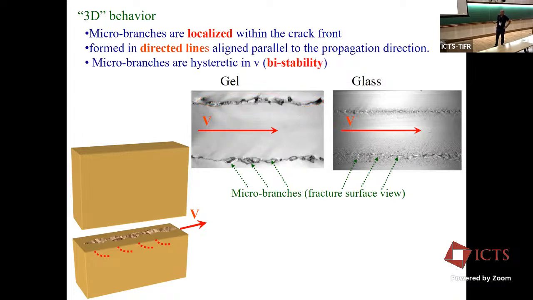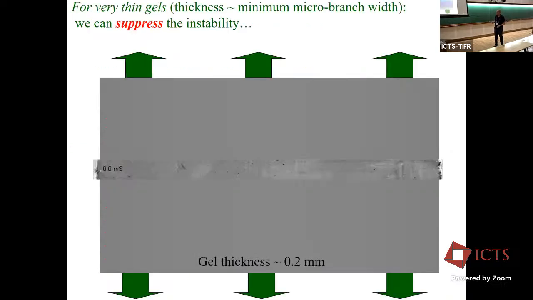Okay. Now, this already hints to the fact that microbranches are hysteretic, they're bistable. Locally, a crack can be either in a smooth state or in a microbranching state. And in this case, you see that they're happening at the same time. We'll get back to that in a few minutes.